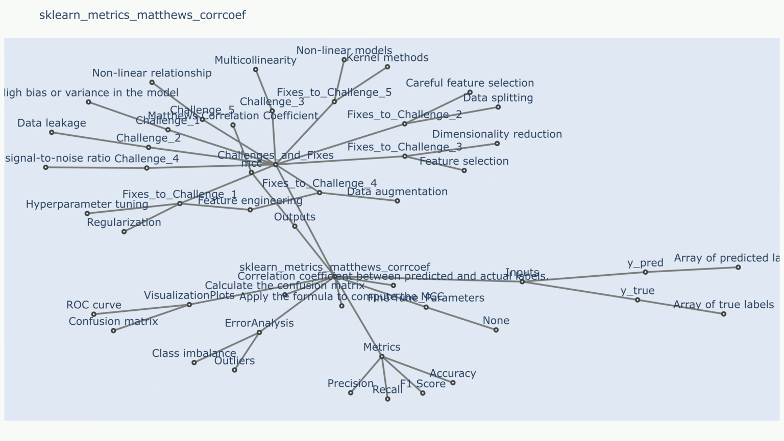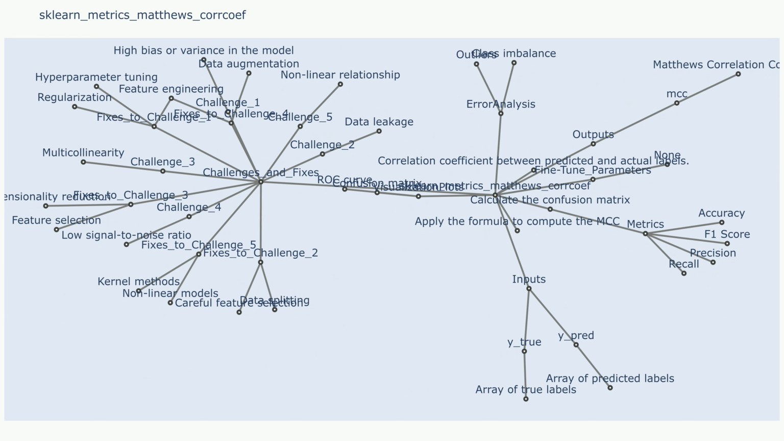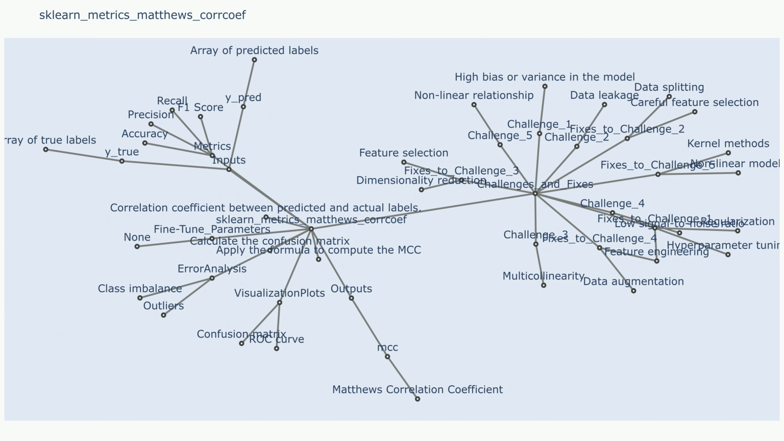Steps: calculate the number of true positives TP, true negatives TN, false positives FP, and false negatives FN from the true labels y_true and predicted labels y_pred. Calculate the Matthews correlation coefficient using the formula MCC = (TP * TN - FP * FN) / sqrt((TP + FP)(TP + FN)(TN + FP)(TN + FN)).